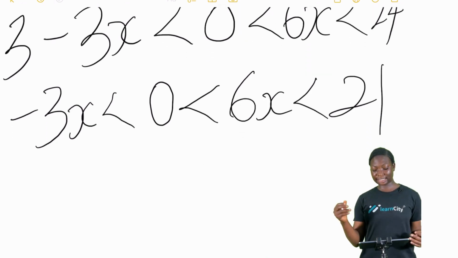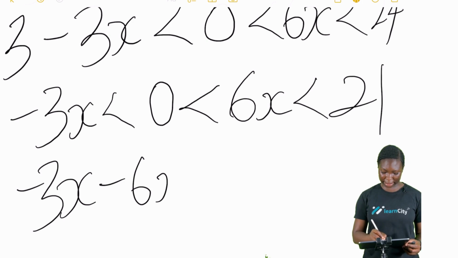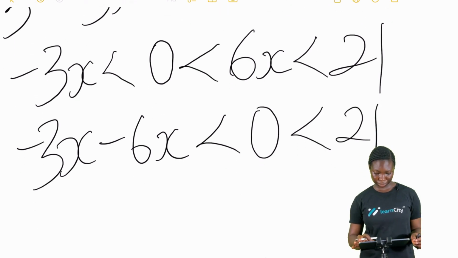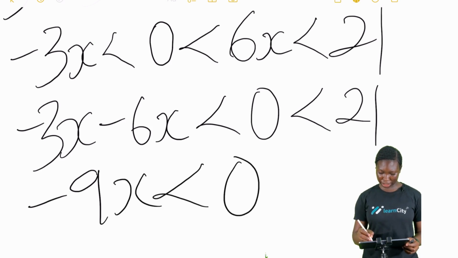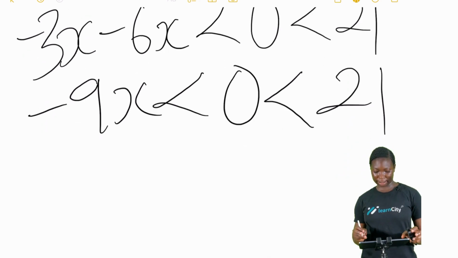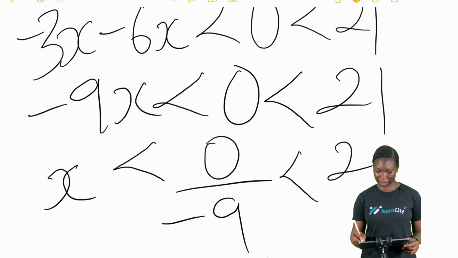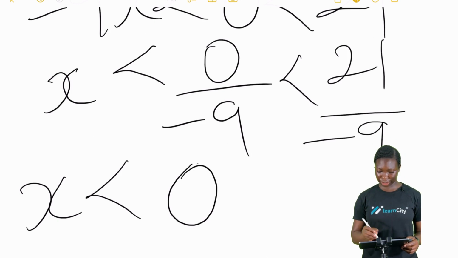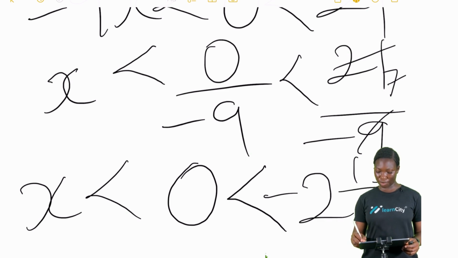So subtracting 6x from both sides, we have minus 3x minus 6x less than 0 less than 21. So we have minus 9x less than 0 less than 21. So we have x to now be 0 over minus 9 less than 21 over minus 9. So we have x less than 0 less than, here 3, here 7. So we have minus 2, 1 over 3.